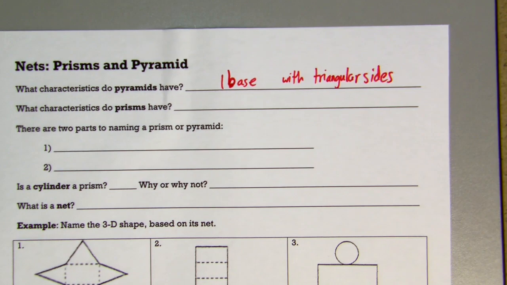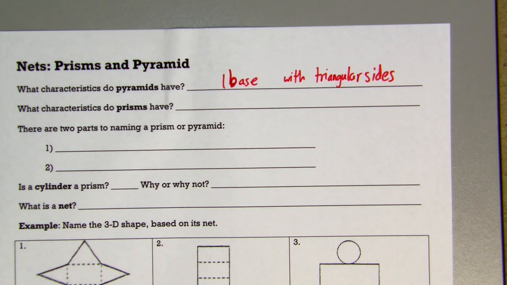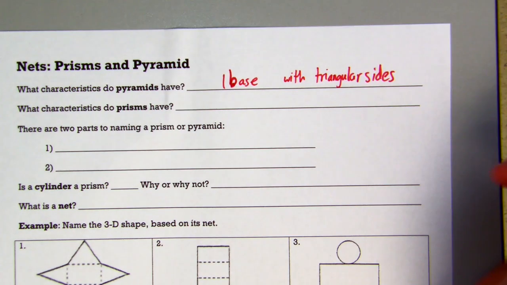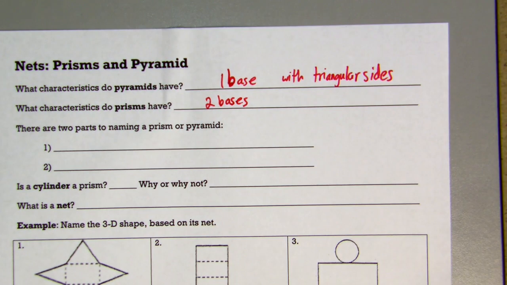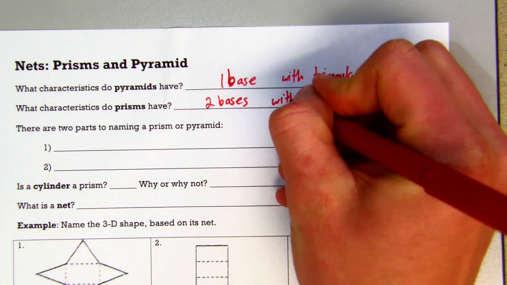Okay. Our next one is prisms. What characteristics do prisms have? A prism has two bases, and it has rectangular sides.